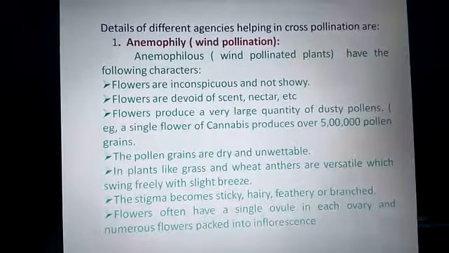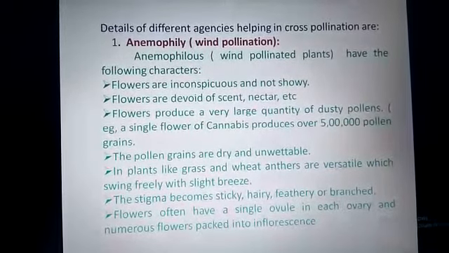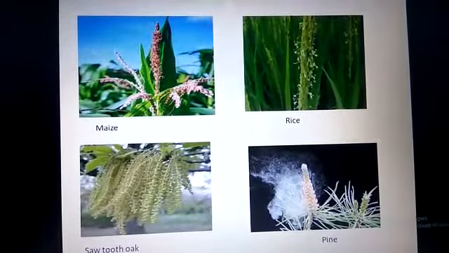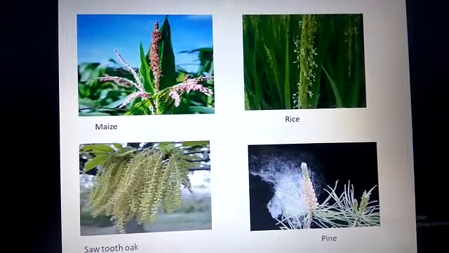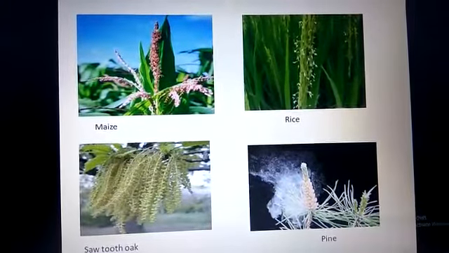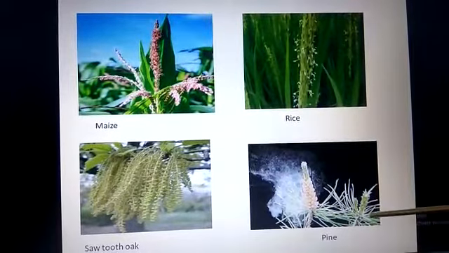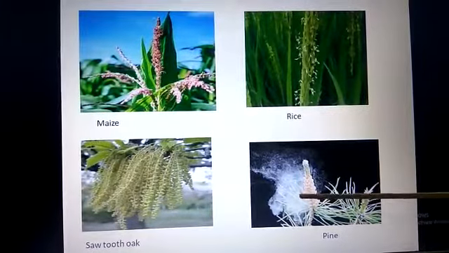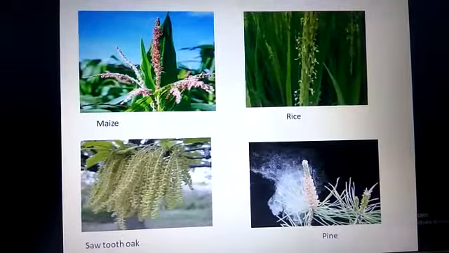Flowers often have a single ovule in each ovary and the numerous flowers are packed into an inflorescence. Now maize, rice, sawtooth oak, pine, these are some of the plants that pollinate by wind. Pine is not an angiosperm, it is a gymnosperm, but I included it among this example because the pictures show a clear pollination of pollen by wind.